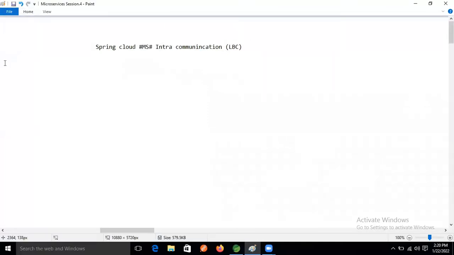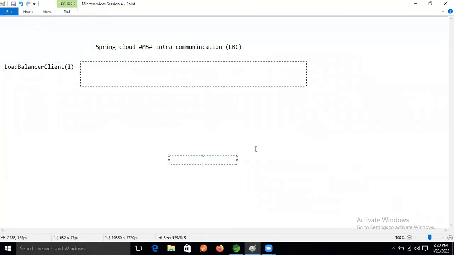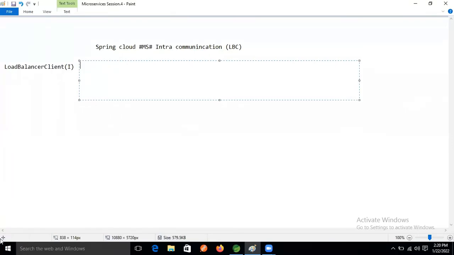So let's understand today the load balancer client. This is also an interface only. Using the load balancer client, what can we do? This client is used to fetch the data from the Eureka server using the instance ID.